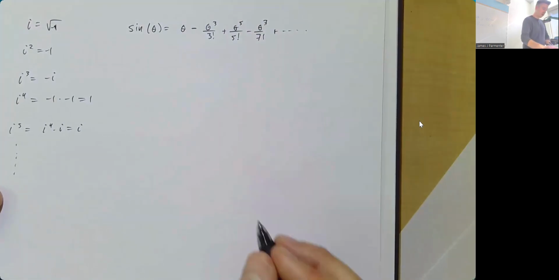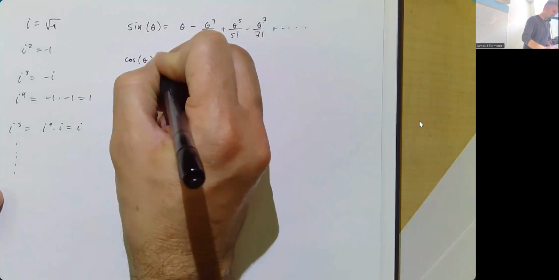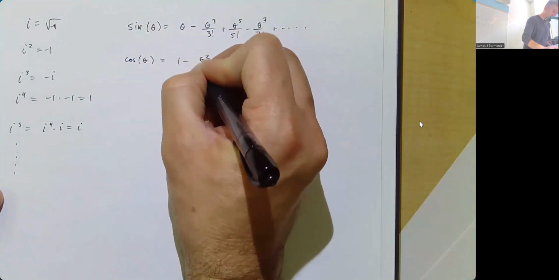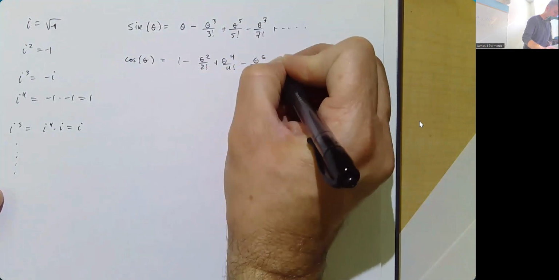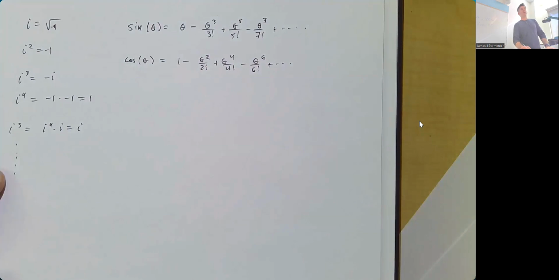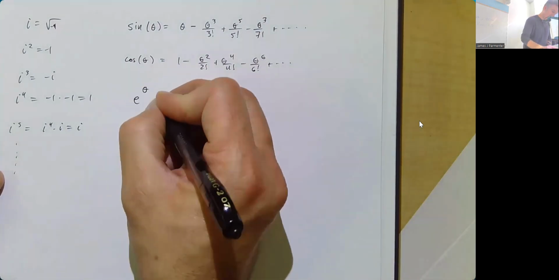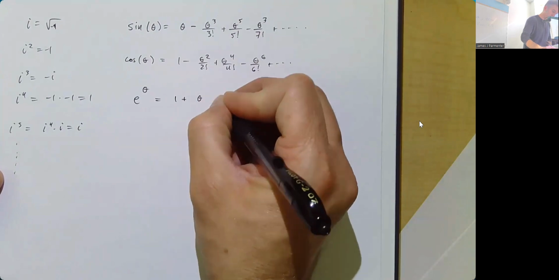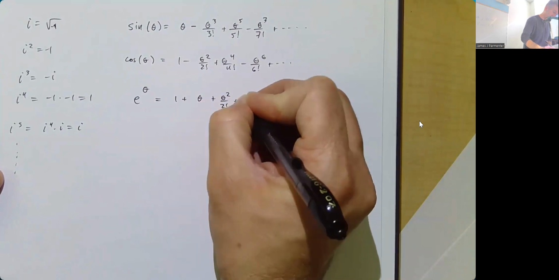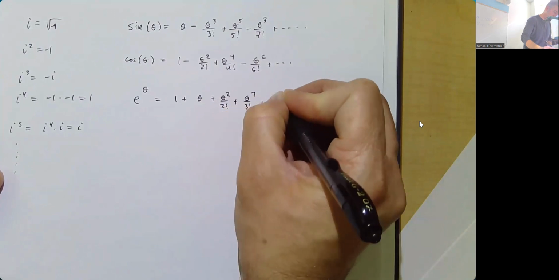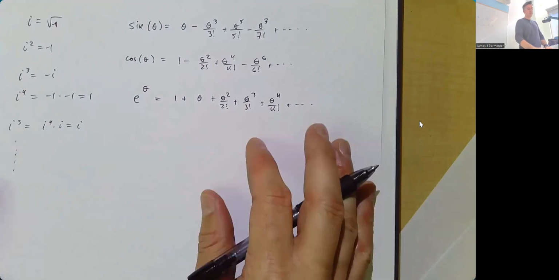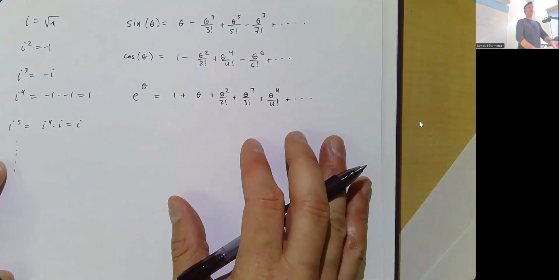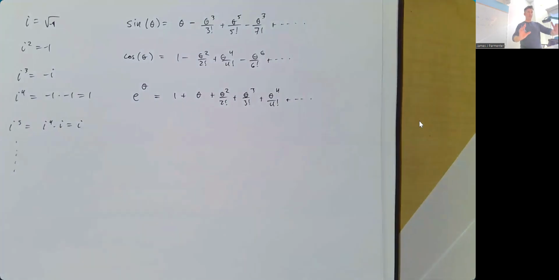And similarly, cosine of theta can be written as 1 minus theta squared over 2 factorial plus theta to the 4th over 4 factorial minus theta to the 6th over 6 factorial, and so on and so on. And just because it's worth seeing here, e to the theta is equal to 1 plus theta plus theta squared over 2 factorial plus theta cubed over 3 factorial plus theta to the 4th over 4 factorial, and so on and so on. So if you haven't seen this before, I'm happy to talk about it some other time, but this is where things are coming from. Now I know we're out of time, but bear with me for just a couple more minutes. I promise you it's worth the wait.